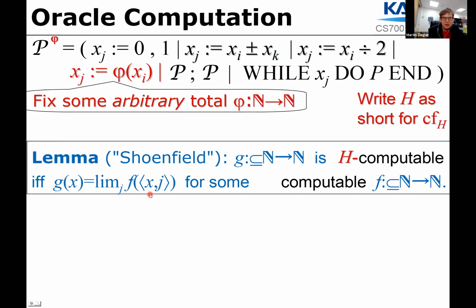Later we will talk about limits of real numbers, which is all you know from calculus. But here, this is a limit of a sequence of natural numbers parameterized by the argument x, and the sequence index is j. And when does the sequence of natural numbers converge at all? And where does it converge to? There's only one way for a sequence of natural numbers to converge, namely when it becomes eventually constant, eventually stable.